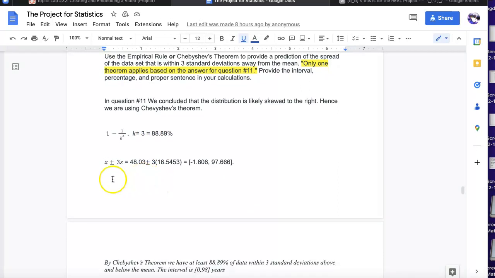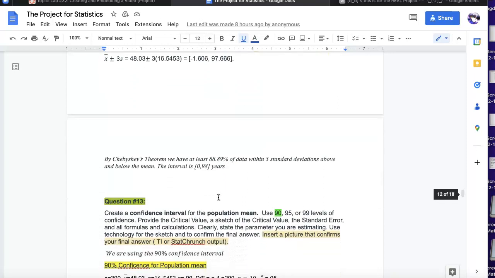So then to find the interval, we take the mean plus or minus 3 sample standard deviations, and we went and plugged it in. So our mean is the mean that we previously talked about, which is 48.03, plus or minus 3 times our sample standard deviation, 16.5453. And after plugging all that in, our output was negative 1.606 and 97.666. So then we have to state our conclusion.